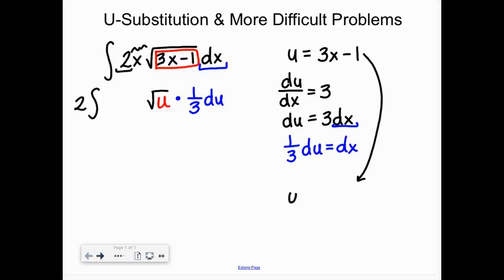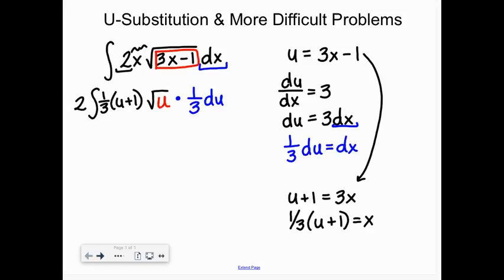I add 1 to both sides. I divide by 3 on both sides. And now I have what x is equal to in terms of u. So I can plug back in. And now it looks a lot like that problem that I was showing you in the beginning, how this problem was different than that. Right now, it's something that you can simplify.